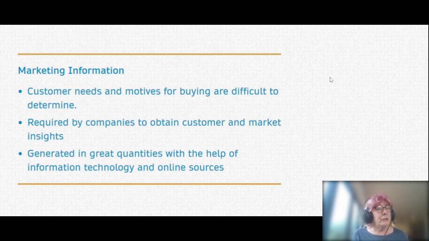These days, information is generated in huge quantities, isn't it? As we go around the internet, our data is collected in every step that we make. So there is a lot of this information out there. The key thing for marketers is, can we turn that information into something useful for our business? In other words, can we turn it into insights?